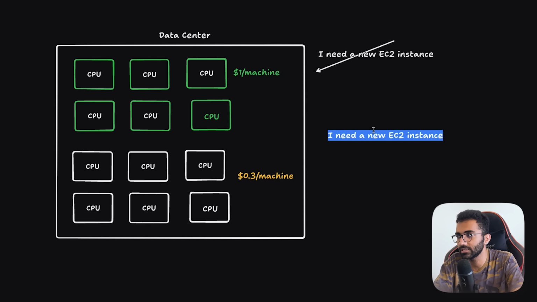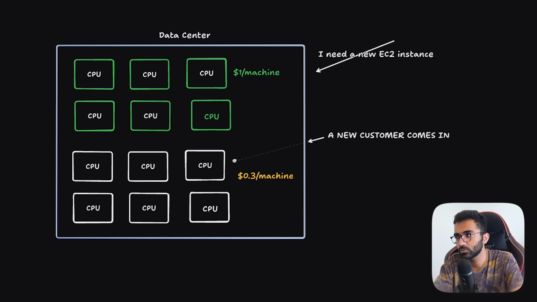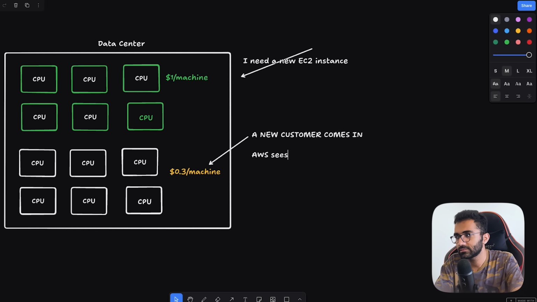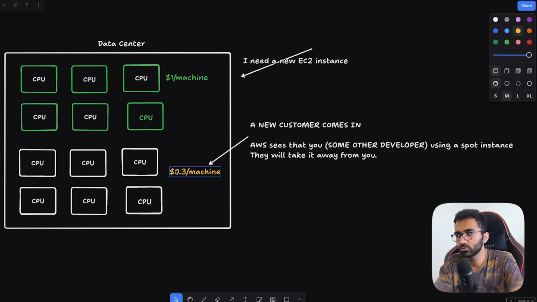So a new customer comes in and says, I need a new instance, right? And let's say this whole block of instances is full and you are using it for a lesser price. AWS would say, hey, so sorry, but we need this instance back. AWS sees that you are using a spot instance, you as in some other developer, and they will take it away from you, right? So you'd say this is pretty useless, then why would you even use this? Because AWS can just come in and take this away anytime, right?